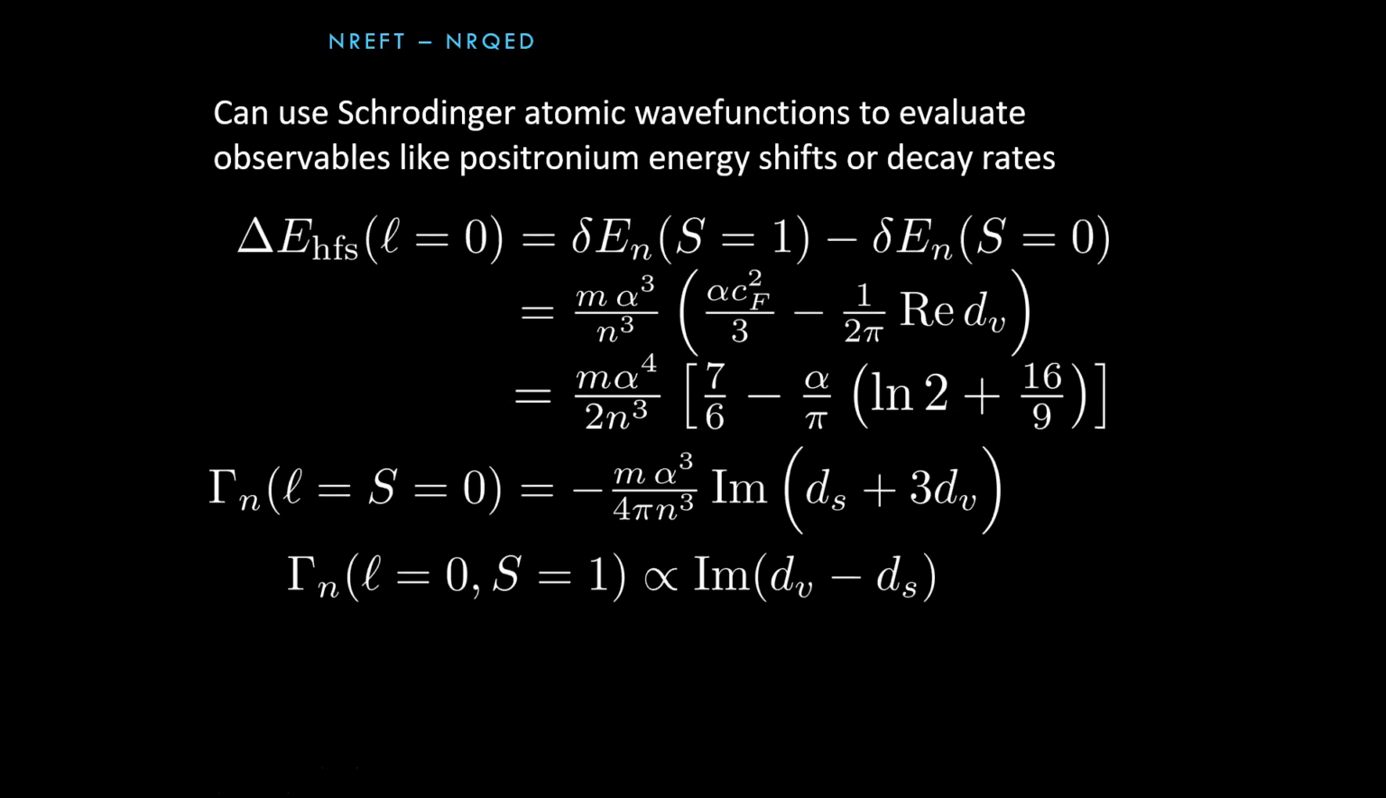Same thing for the imaginary part. If I look at the imaginary part of the energies, I'm learning about decay rates. And so if I look for the decay rate of the spin 0 combination, I find it's the imaginary part of this combination, and for spin 1, it's the imaginary part of that combination. And if I put in the values of ds and dV from the previous slide, you get that the first one is what's shown there, and that's the famous alpha to the 5th decay rate.